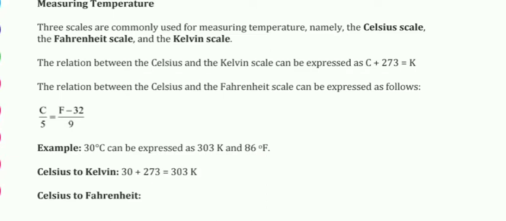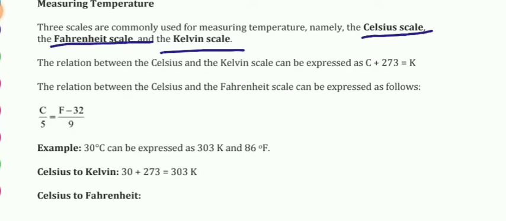So actually there are three scales, and the three scales are, what are they? Celsius scale, Fahrenheit scale and Kelvin scale. Clear? So Celsius scale, Fahrenheit and Kelvin scale, and all these three are related to each other.